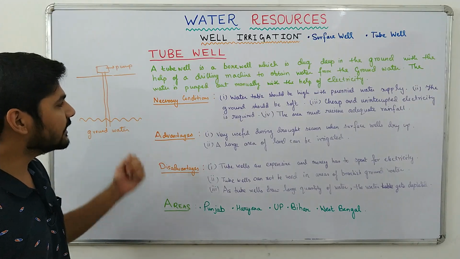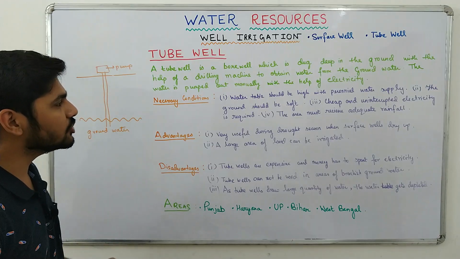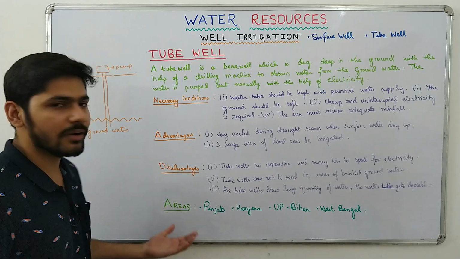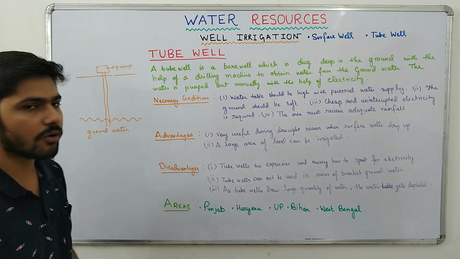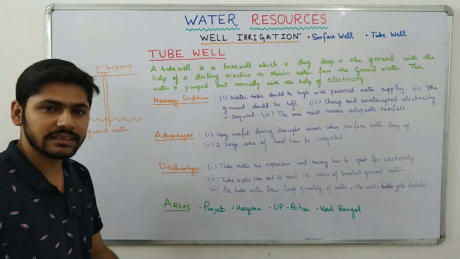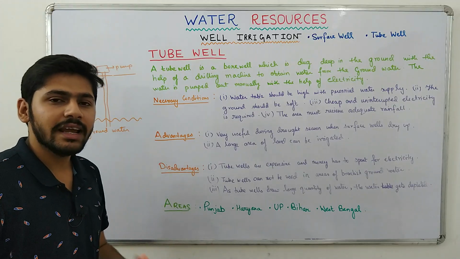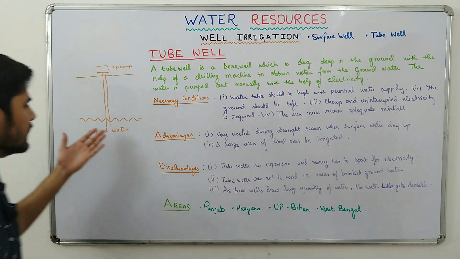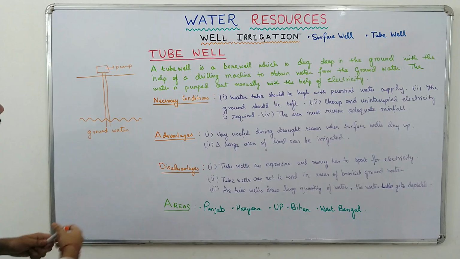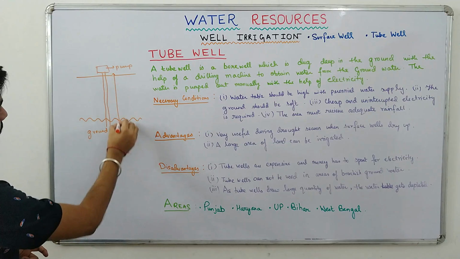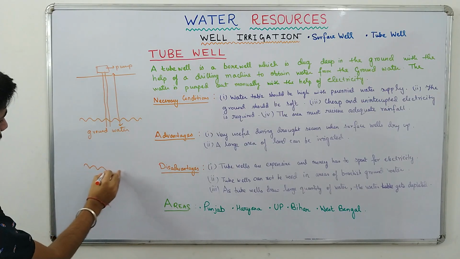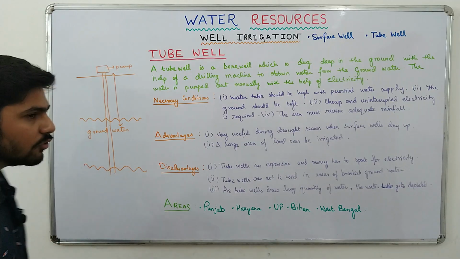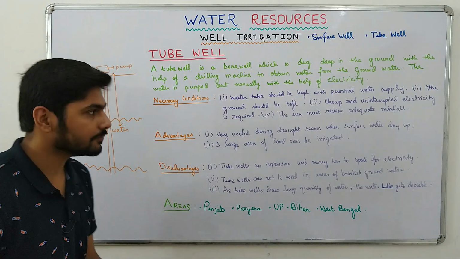Then what are the necessary conditions for a tube well? First of all, the water table should be high with perennial water supply. Now as I told you, the water is obtained from the groundwater. If the level of groundwater is high, it will be easy to obtain water. If the level of groundwater is low, it will be difficult to obtain water. As you can see over here, the groundwater is over here, so the length of the tube is this. Say the groundwater would have been over here, the length of the tube would have to be very long and the digging would have to be made very deep.